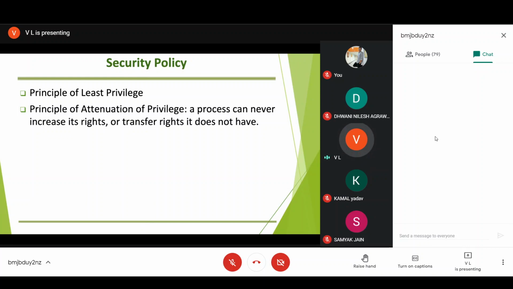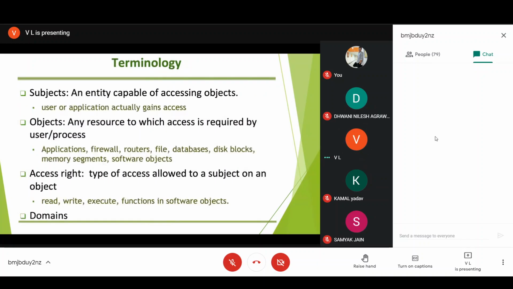The principle of attenuation of privilege says that once a privilege has been granted to a process, it cannot increase that privilege by itself, or transfer the privilege to another process if it doesn't have the right to transfer. So whatever privilege has been granted, the process will continue to run with that privilege unless it is modified by the operating system. Generally, when we are talking about the subject, in the case of an operating system, a subject will be a user or a process.